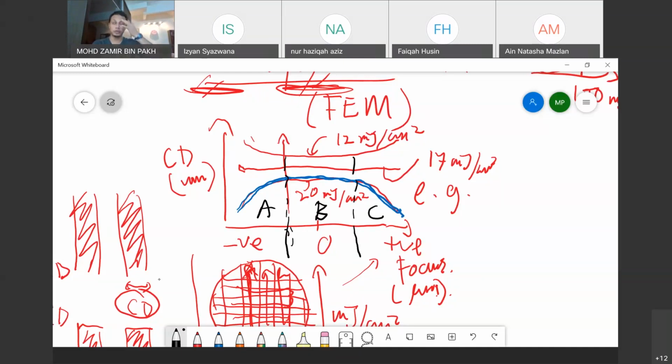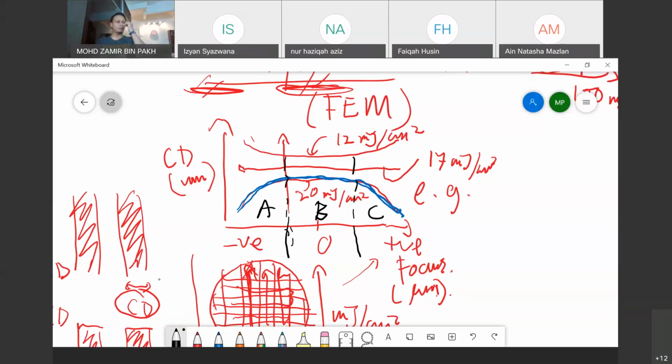Case study. Who knows? This question will appear in the test case studies, right? So I divide this into A, B, and C. If you are the process engineer, based on this focus exposure matrix and this particular curve, which region are you going to choose for your process? Go for region A, or B, or C, and why? Based on what we've learned before. Let's discuss, it's okay. You just guess and then we discuss. Let's say you are the process engineer, and I give you these regions. Which region do you want to choose?